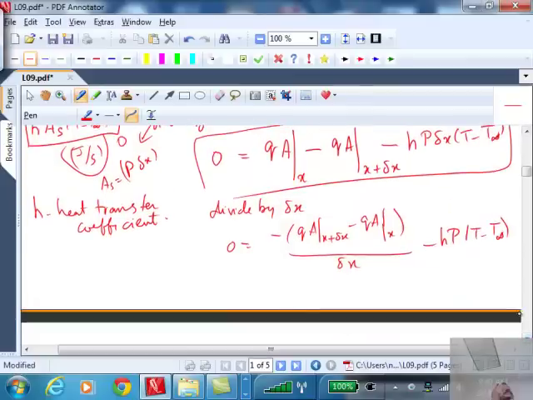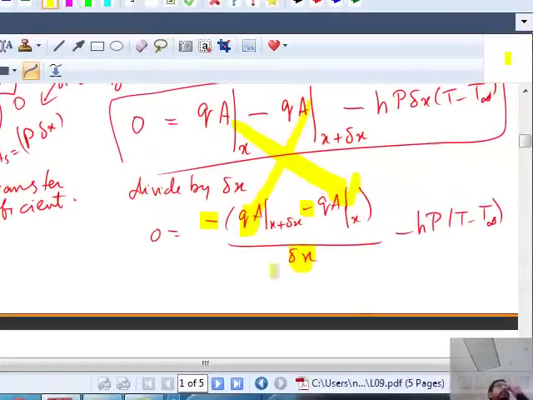That's purely an algebraic manipulation. All I've done is, what have I done? I have switched the first two terms. I wrote qa at x plus delta x first, minus qa at x, but I flipped the sign in the front. So I have a sign change, and I switched these two terms. And then I divided by delta x. Why do you think I would want to do that? Calculus. What do you know from calculus for that expression as delta x goes to zero, as I keep decreasing the thickness?